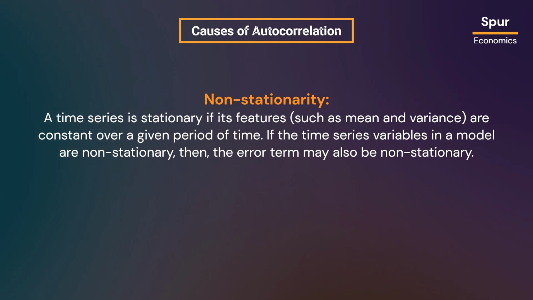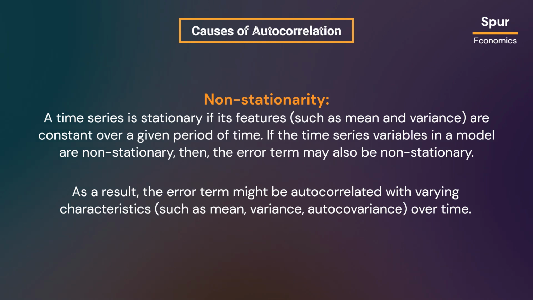Non-stationarity. A time series is stationary if its features, such as mean and variance, are constant over a given period of time. If the time series variables in a model are non-stationary, then the error term may also be non-stationary. As a result, the error term might be autocorrelated with varying characteristics, such as mean, variance, autocovariance, over time.